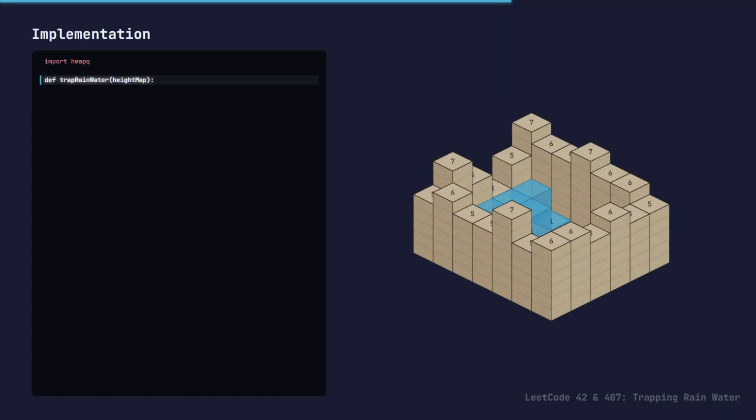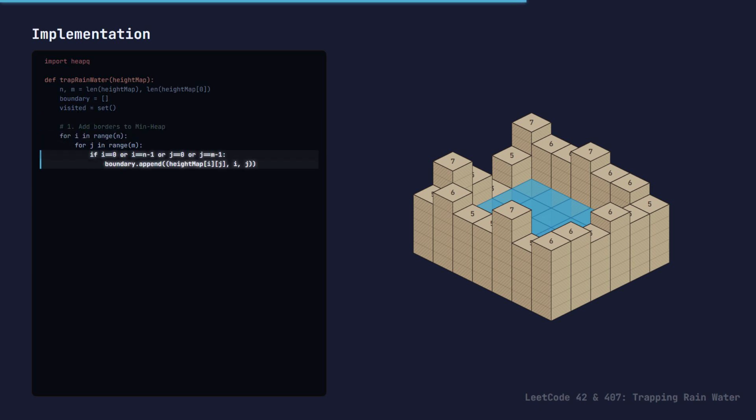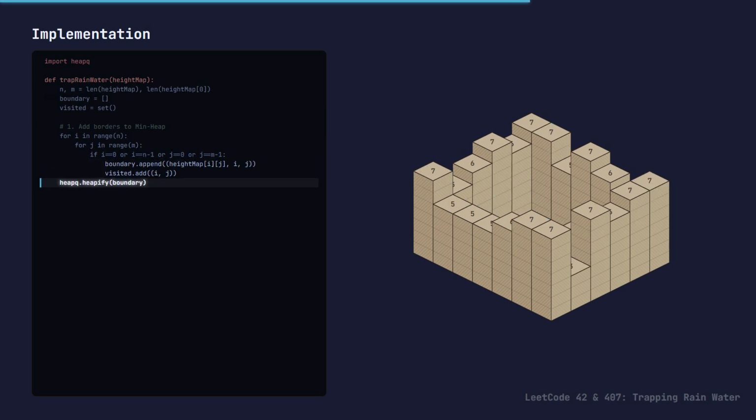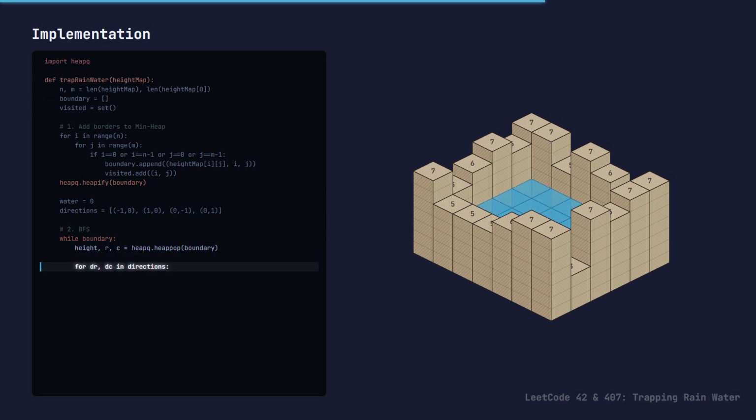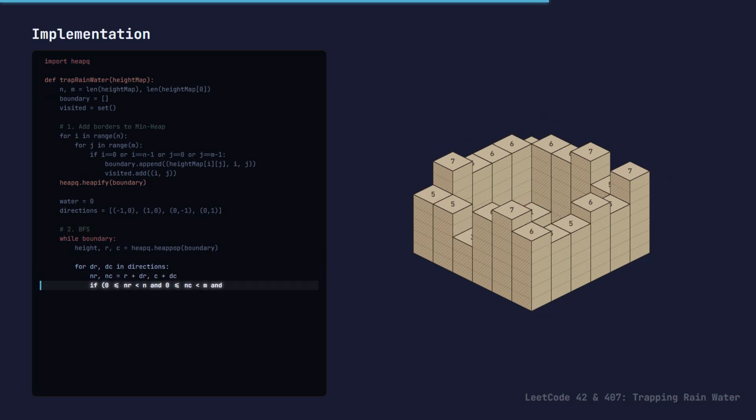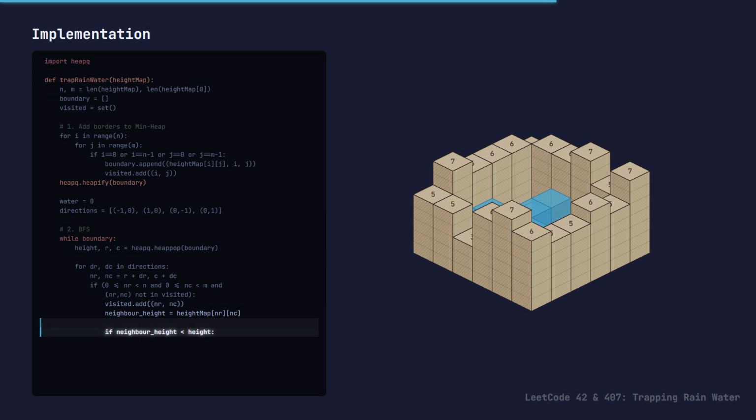Let's look at the 3D Python implementation. First, we grab the dimensions of the grid and initialize our min-heap and a visited set. We loop through the perimeter, pushing all the border cells into our heap and marking them as visited. Once we heapify that array, we set up our 4 directional offsets for the BFS. Inside the while loop, we pop the lowest cell. For every valid, unvisited neighbor, we check if it's a valley to calculate the trapped water, add it to our total, and then push the neighbor into the heap using that critical virtual wall trick.